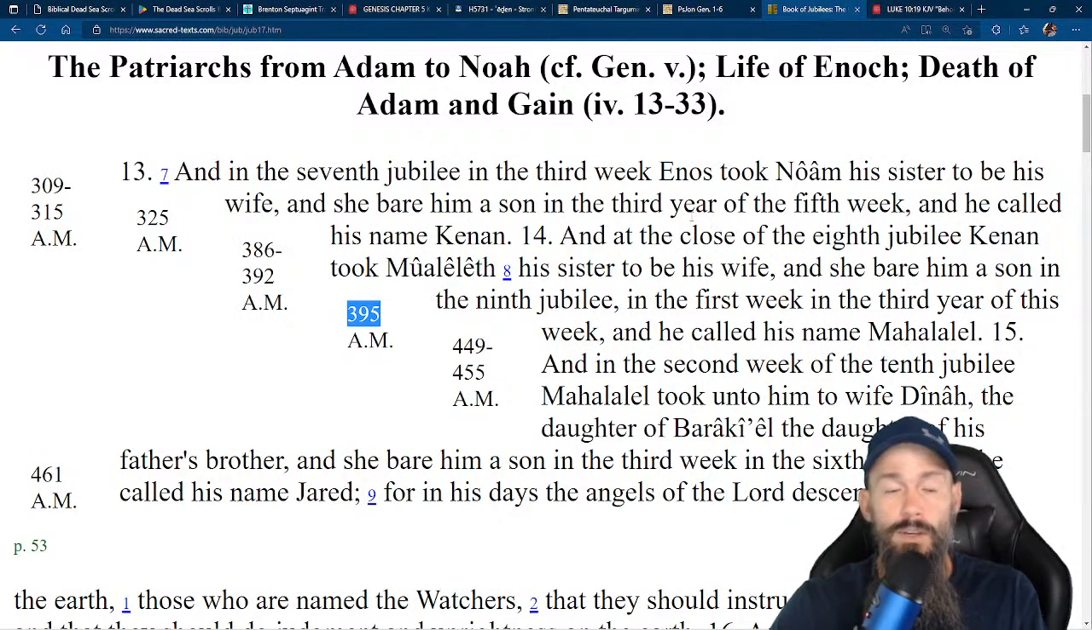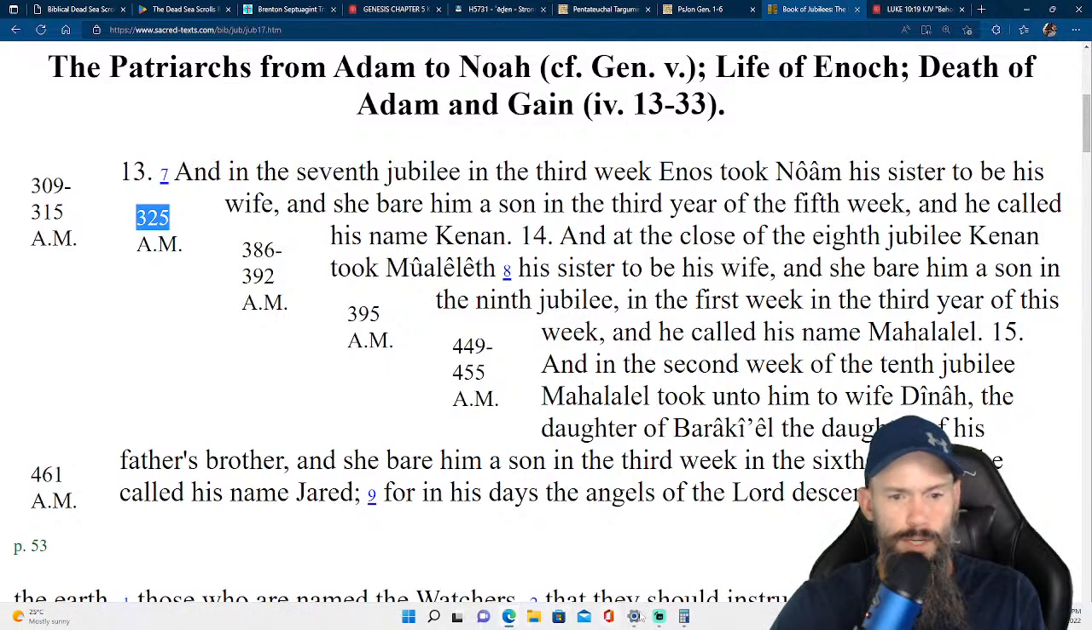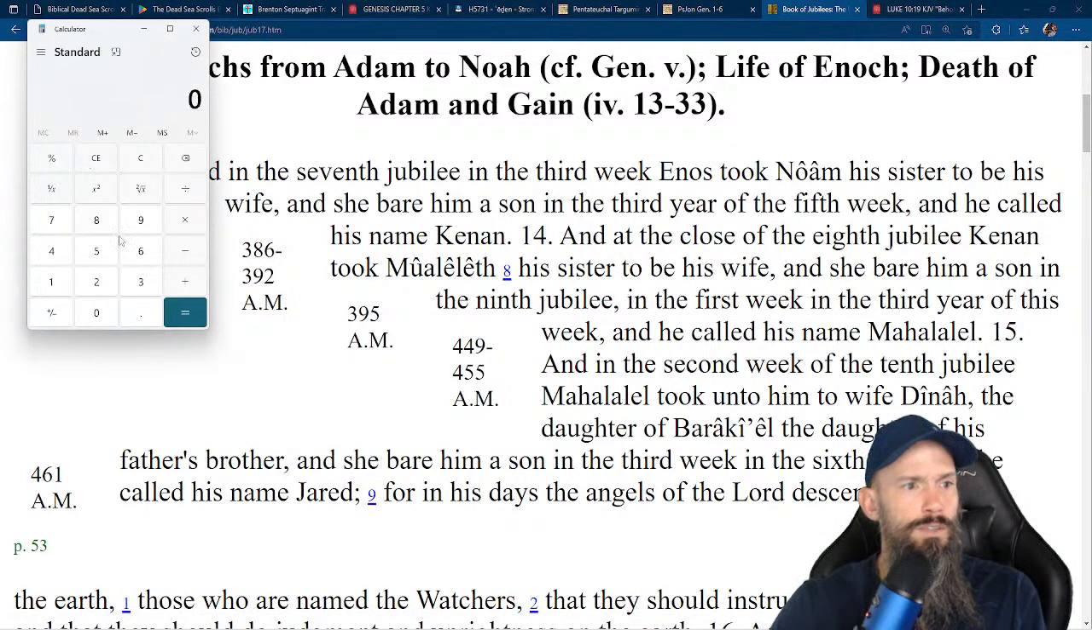So Canaan was born 3rd year of the 5th week. 325. So 7th Jubilee in the 3rd week. So calculator. 7 times 49. 343. 7th Jubilee.